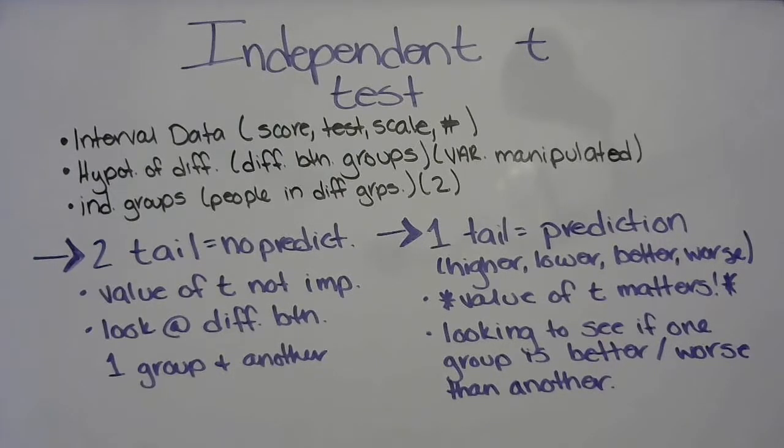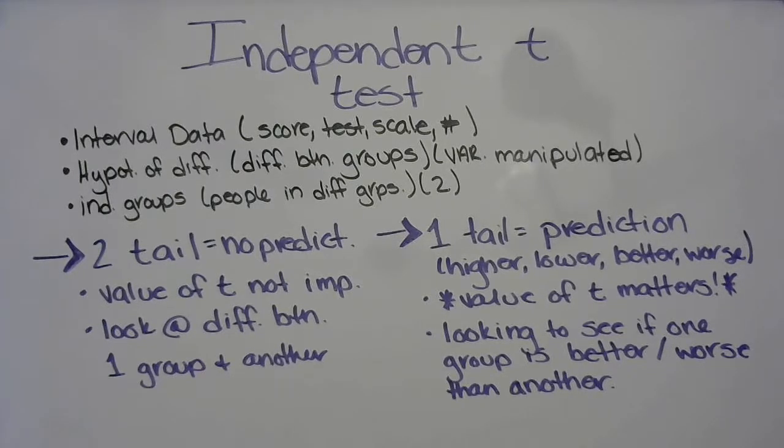between those groups. The independent t-test is called the independent t-test because it deals with independent groups. And that just means that people are in different groups. And whenever you deal with an independent t, you're going to deal with two different groups. So there are two different kinds of independent t-tests. There are two-tail independent t's and one-tail independent t's.